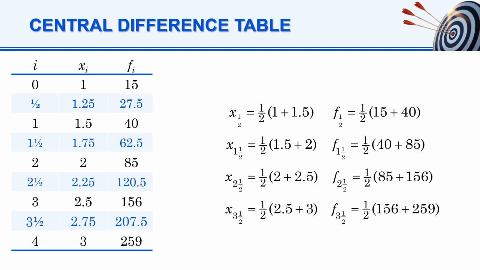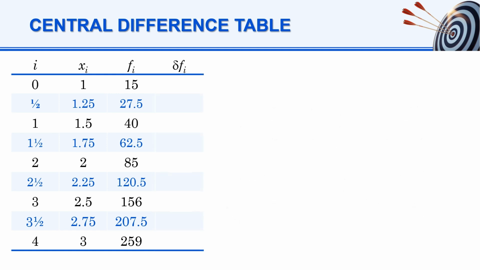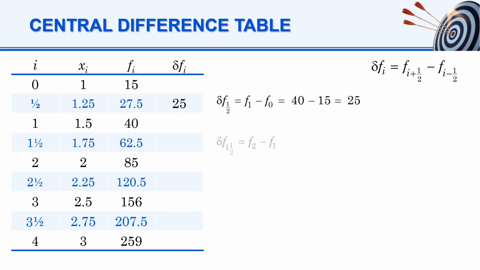The first central difference is computed using the values in the third column and written in the fourth column, exactly halfway between the two lines of values involved, as shown.